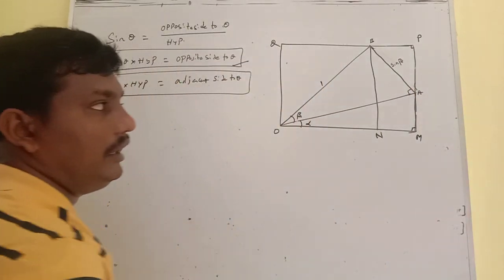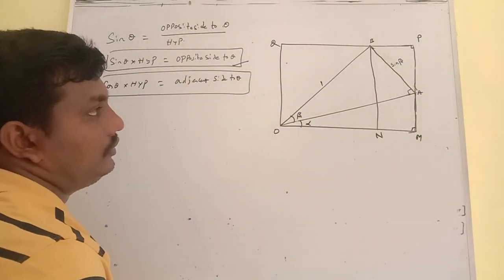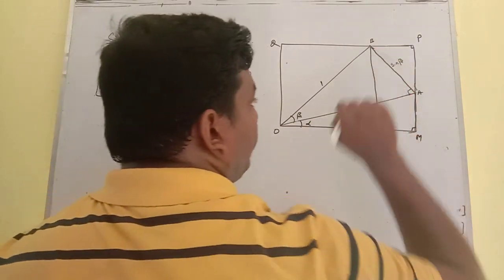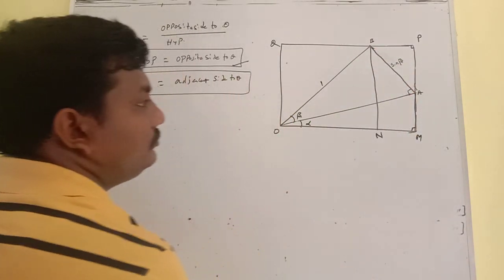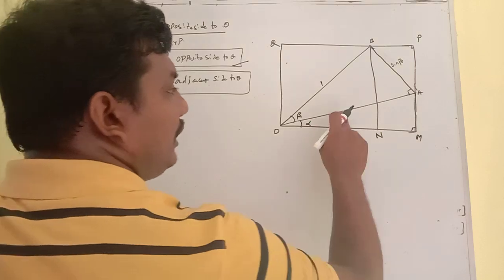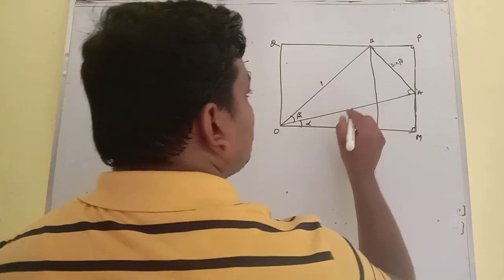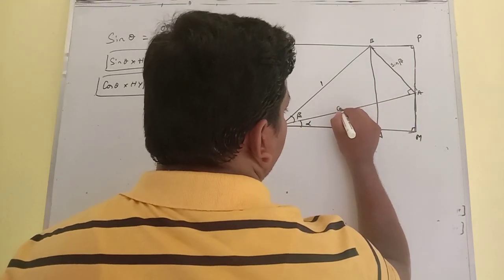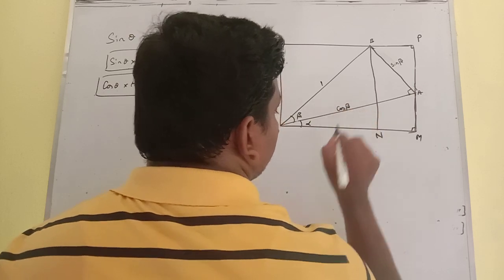Sin beta. The value is sin beta. Then if it is sin beta, what is the adjacent side here? Adjacent side AB is equal to cos beta. This is cos beta.